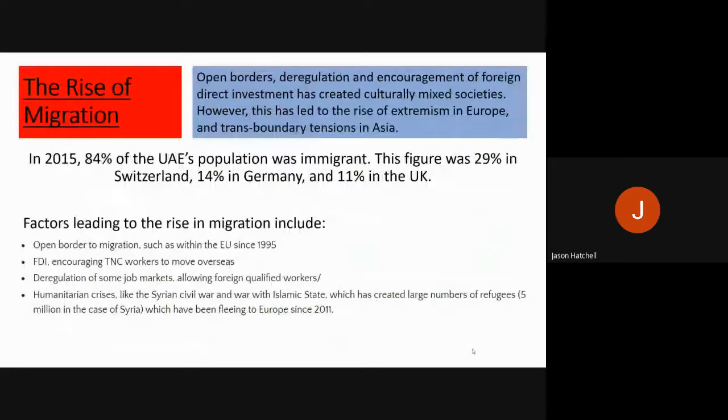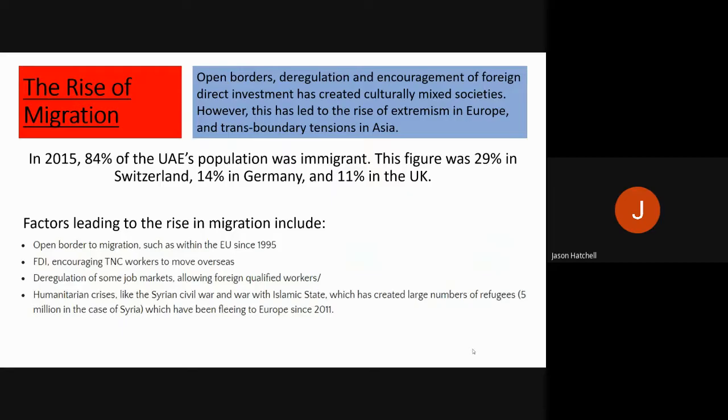Now, migration is an issue that I've just mentioned and has caused some tensions in recent years in Europe, but worldwide as well. In 2015, 84% of the United Arab Emirates population was immigrant origin. That was 29% in Switzerland, 14% in Germany, and 11% in the UK.